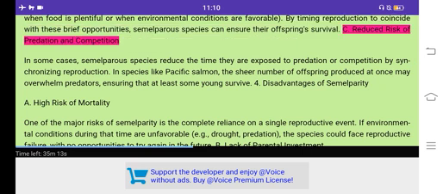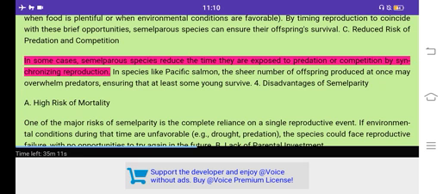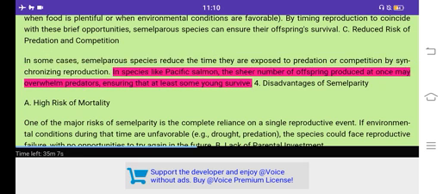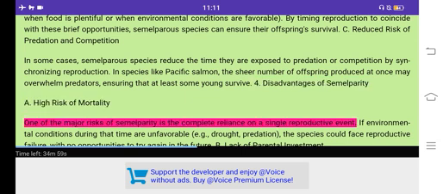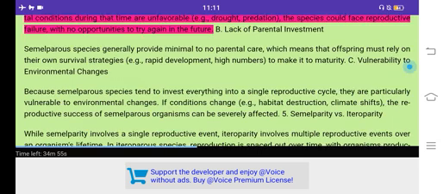C. Reduced risk of predation and competition. In some cases, semelparous species reduce the time they are exposed to predation or competition by synchronizing reproduction. In species like Pacific salmon, the sheer number of offspring produced at once may overwhelm predators, ensuring that at least some young survive. 4. Disadvantages of Semelparity. A. High risk of mortality. One of the major risks of semelparity is the complete reliance on a single reproductive event. If environmental conditions during the time are unfavorable, e.g., drought, predation, the species could face reproductive failure, with no opportunities to try again in the future.